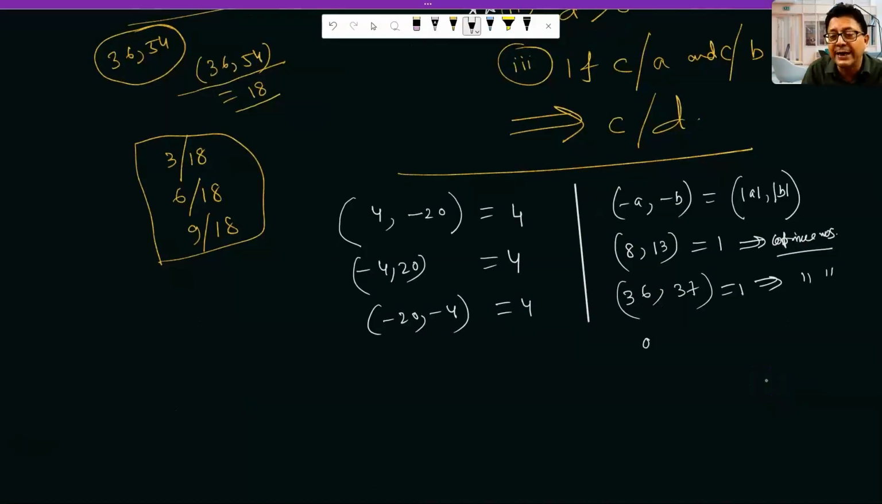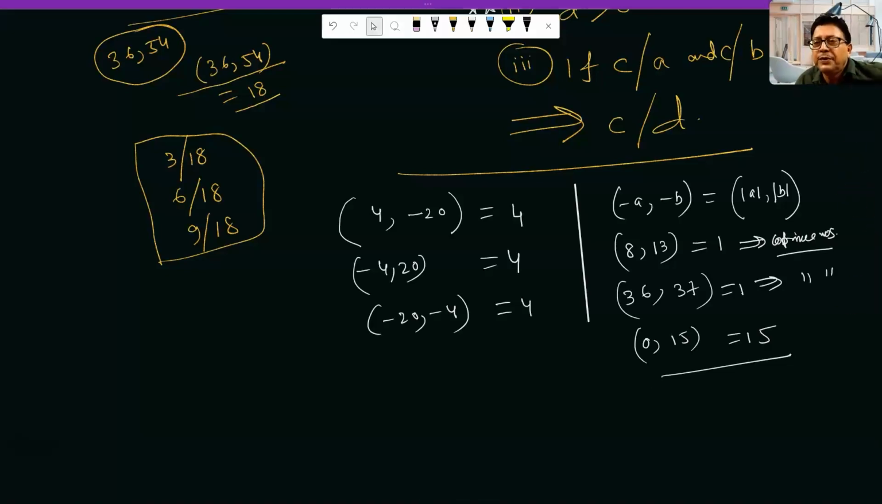GCD of say 0 and 15. This will be 15 only. 15 will divide 15 itself. 15 will divide 0. So GCD is 15 only. Am I clear? I hope all of you have understood.